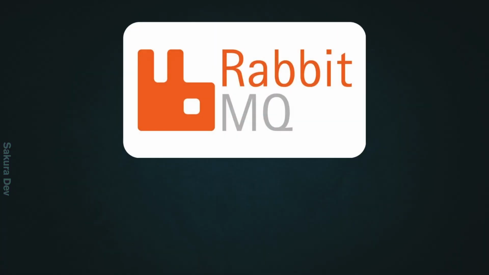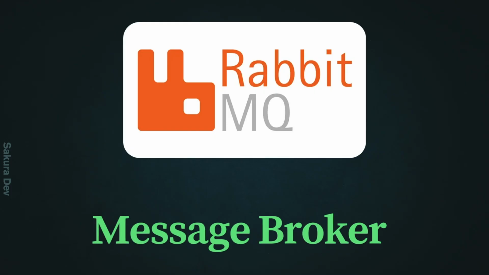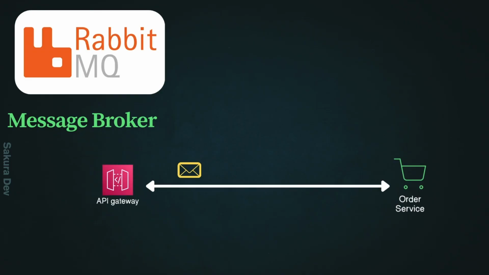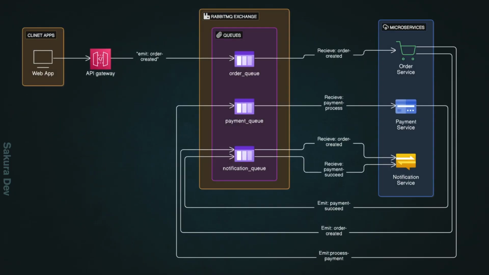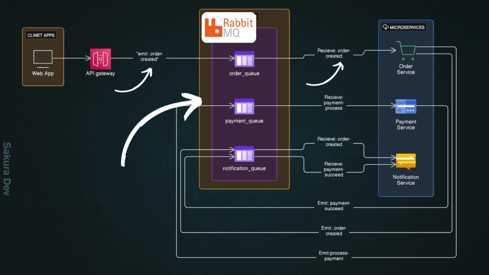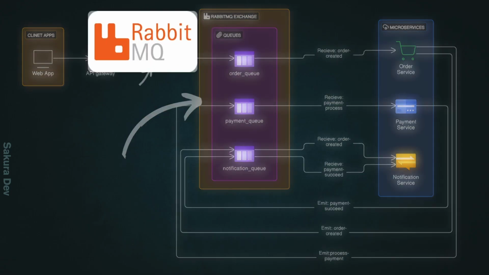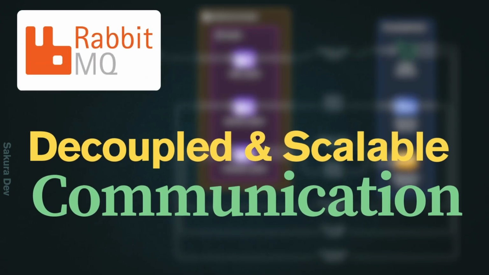So first things first, what is RabbitMQ? Well, RabbitMQ is a message broker that lets applications talk to each other through messages. Instead of services directly calling one another, they send messages to RabbitMQ, which then routes those messages to the correct service. This enables decoupled and scalable communication.